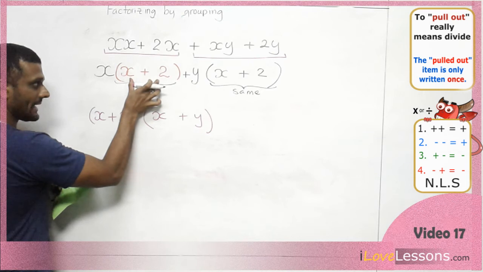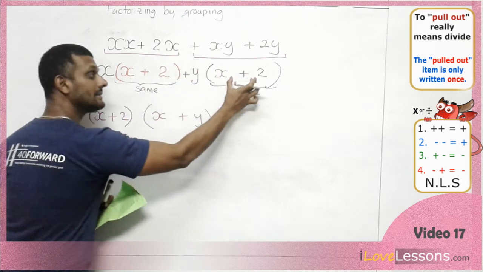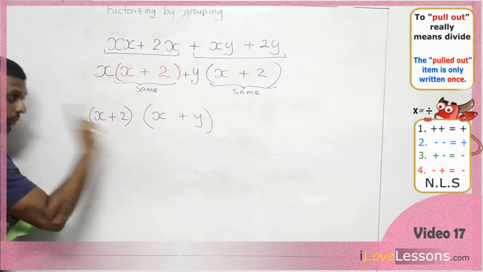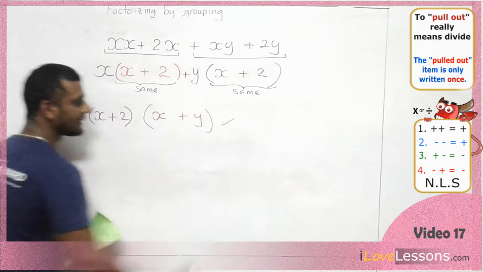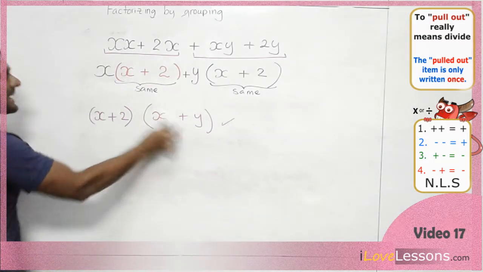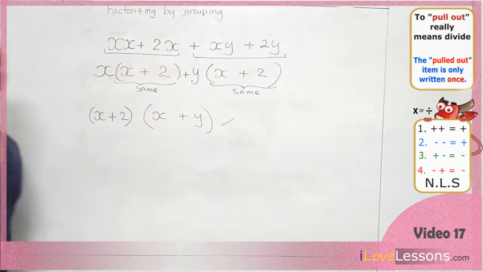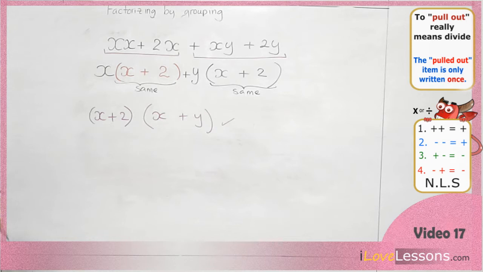Notice that I'm pulling out the x plus 2 from here and the x plus 2 from here, but I'm only going to write it once. This is the final answer. And if you were to expand these brackets and simplify it, you would get the original expression. So let's do another example. This takes a little while to sink in. So let's do another example.